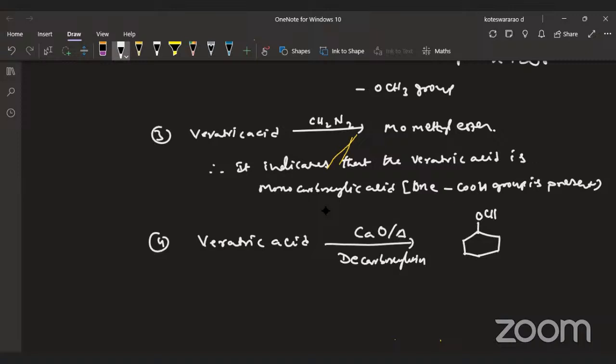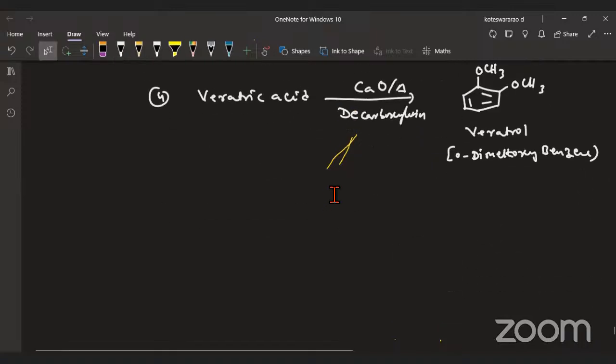In veratrole, two OCH3 groups are adjacent to each other. Its original name is ortho-dimethoxybenzene, or 1,2-dimethoxybenzene. It is the known structure. From this reaction, we know the position of the two OCH3 groups in veratric acid, but we do not know the position of the carboxylic acid group. The position of the COOH group is confirmed by synthesis only.